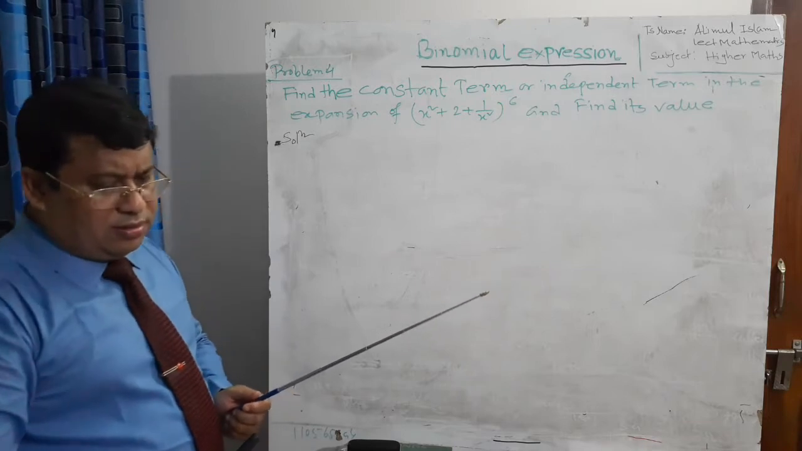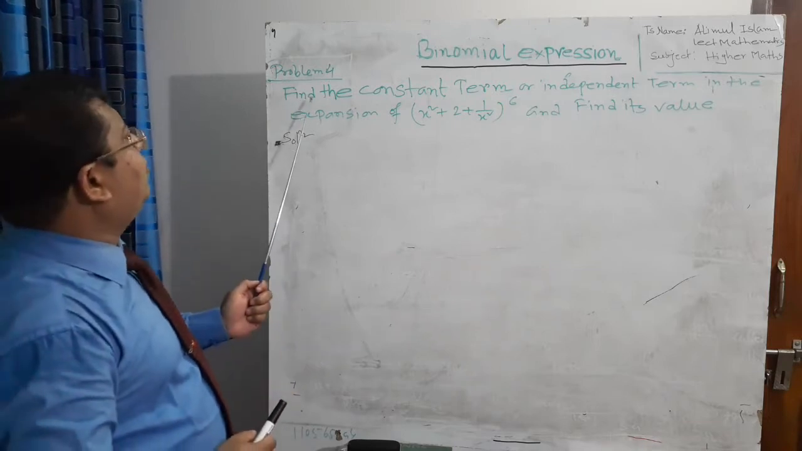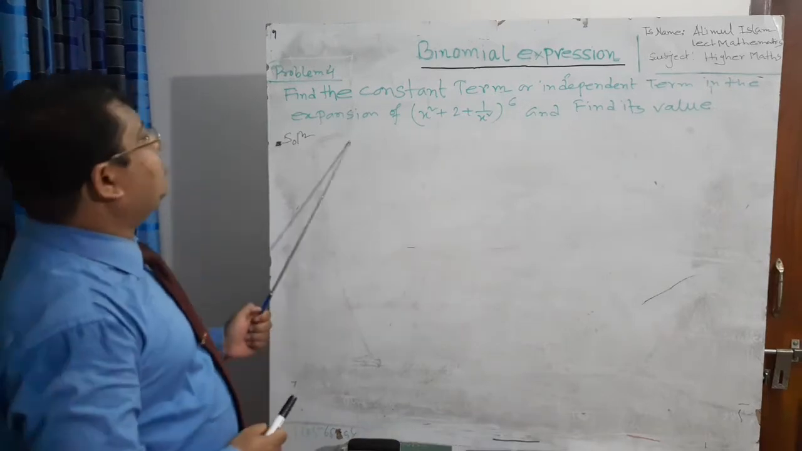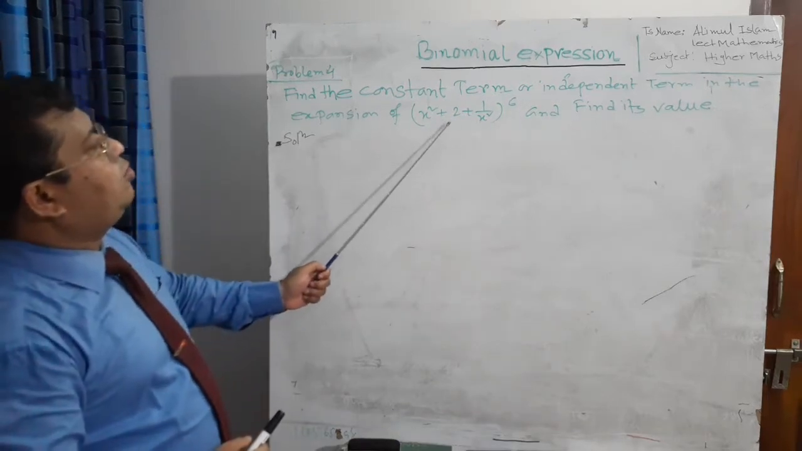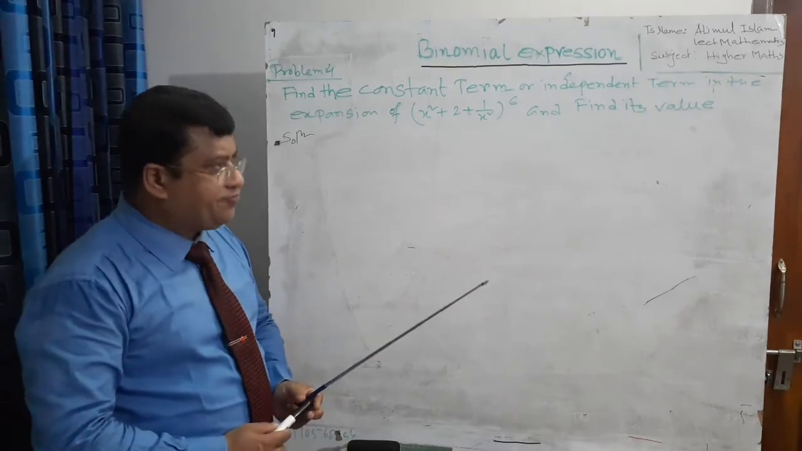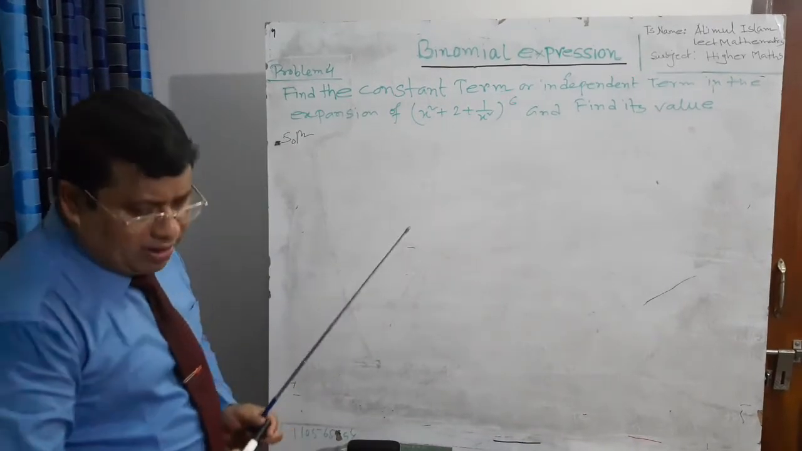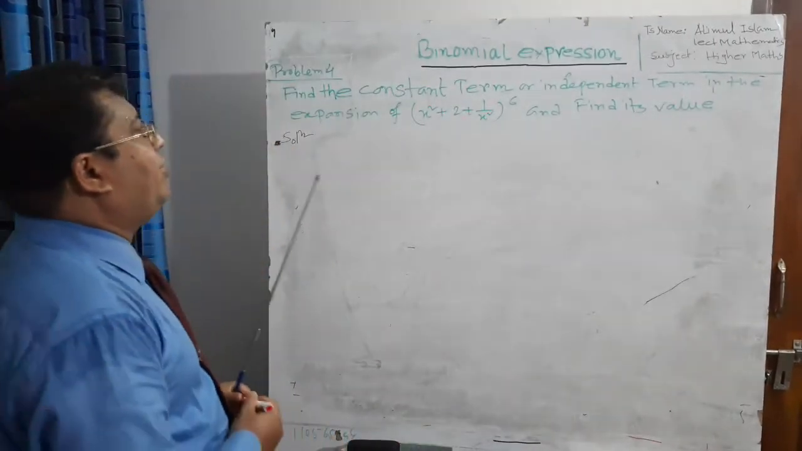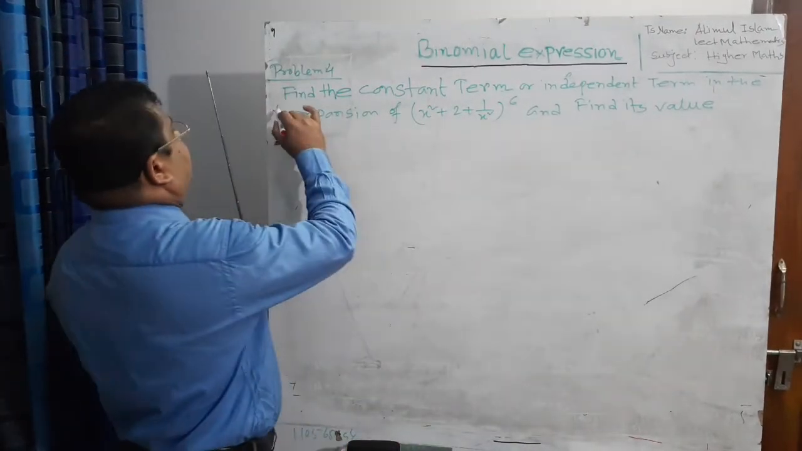Last math, same math. Find the constant term or independent term in the expansion of (x² + 2 + 1/x²)^6 and find its value. This is a very important math. You must remember it. It comes often.